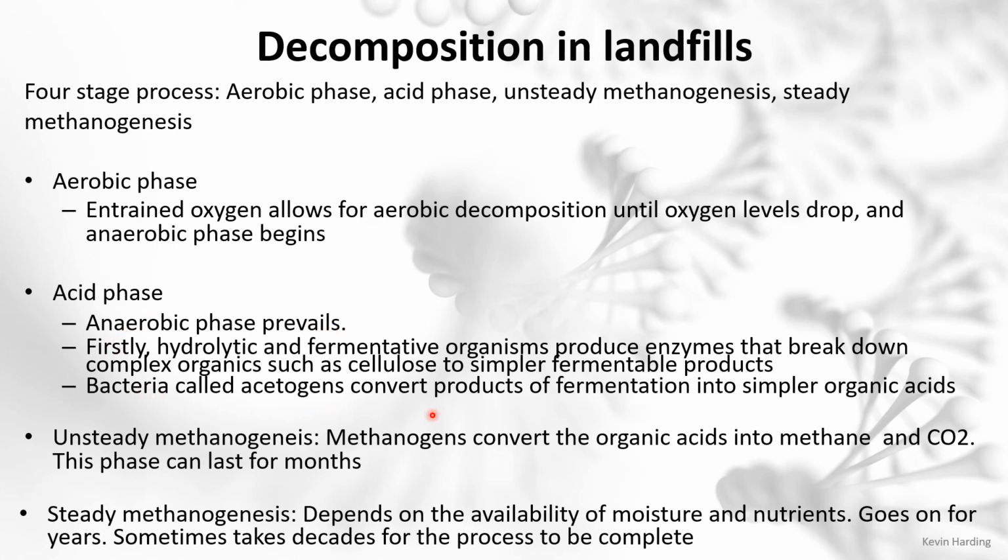So we then have a second set of conditions for fermentation into simple organic acids. After that has happened, we're going to get an unsteady state system where the methanogens convert any organic acids from the previous stage. They're going to produce organic acids. Those organic acids are going to convert into methane and CO2. Okay. As a note here, this phase can last for months.